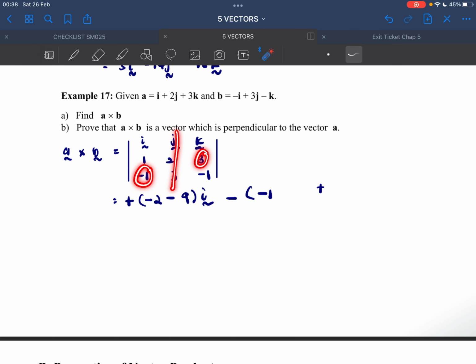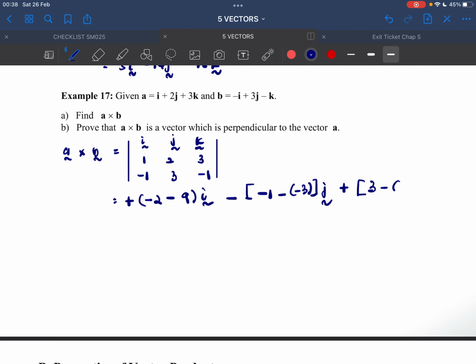3 times negative 1, we have negative 3. So here we have minus negative 3. Make sure you are extra careful with the negative. So here will be j, plus. And the last one here, we have to close this part, we have 3 minus negative 2, which is 3 plus 2k. We are going to simplify that.